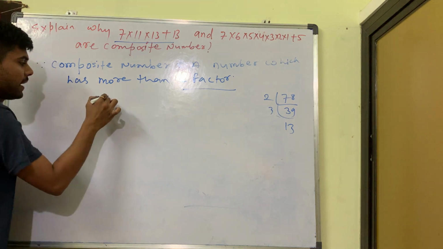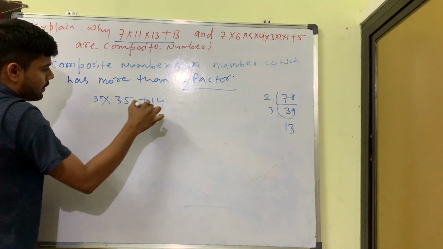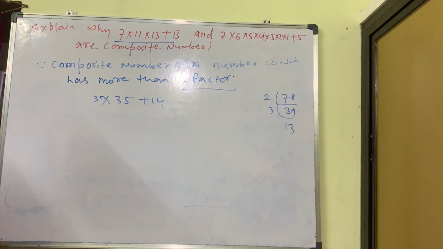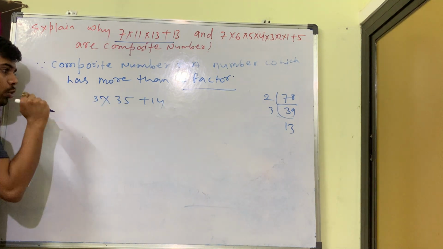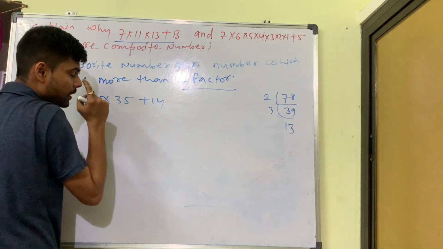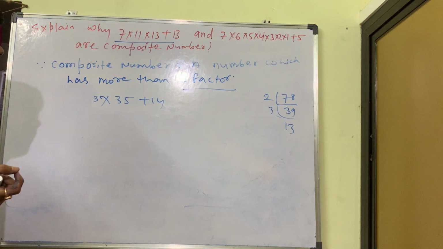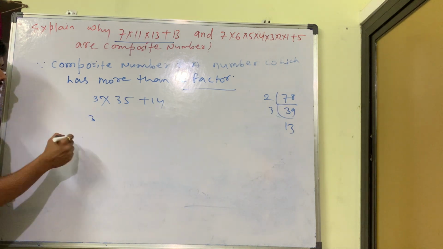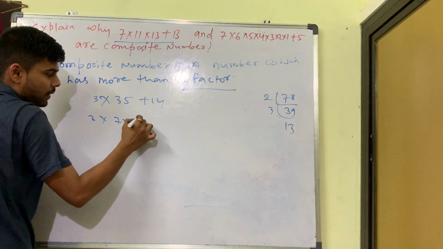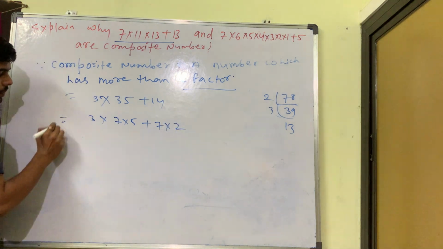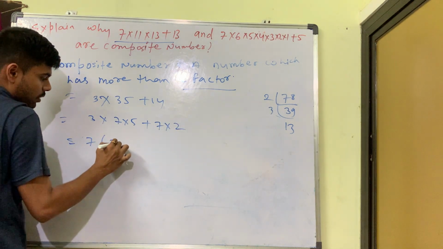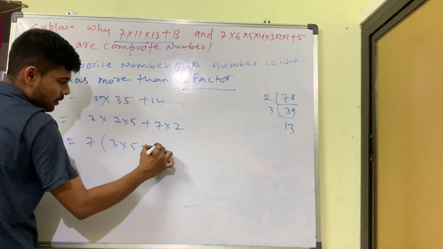3 into 35 plus 40. I say find whether it is a composite number or not. See, here you are not finding a common factor directly. But you know, tell me what you know here. How can you do that? We can write this number as 3 into 7 into 5. We can write the other number as 7 into 2. Any doubts? No, sir. We can take 7 common now. So 3 into 5 plus 2.